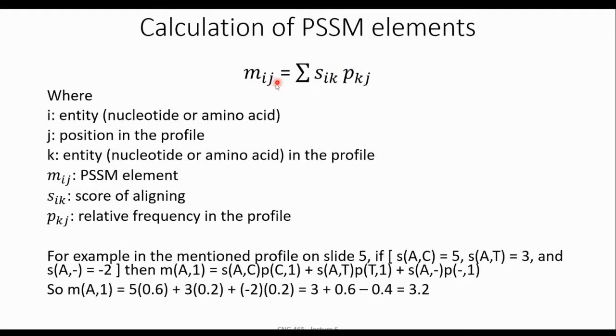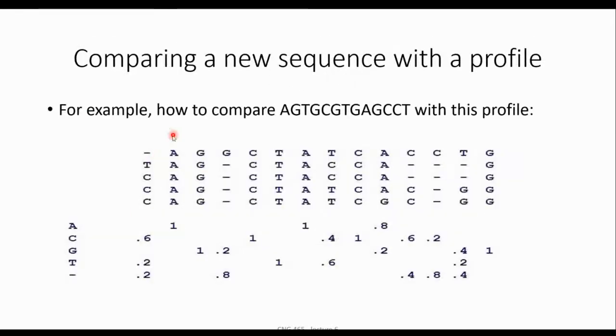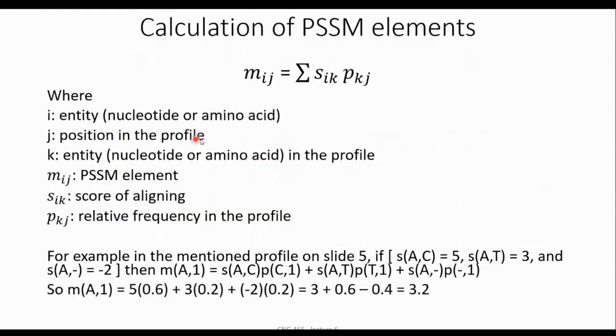So let's see how we can calculate each one of the cells of our matrix. In order to find it, you should get the summation of these two factors. Let's go through all of the indices and also the notations. So I is the entity, could be nucleotide, could be amino acid, and J is the position in the profile. So position of the profile means that this is the first position, second one, third one, and so on. K is the entity, but this time inside the profile, not the sequence that we want to compare it with. So I is related to the sequence, and K is related to the profile. And M_ij is the element inside our PSSM that we are looking for. That's the one we want to calculate. And it is in terms of I and J. It means the nucleotide, for example, and the position inside the profile that we are trying to find.